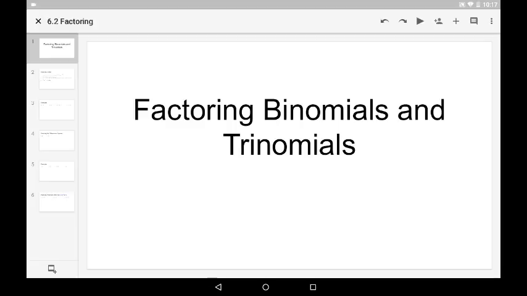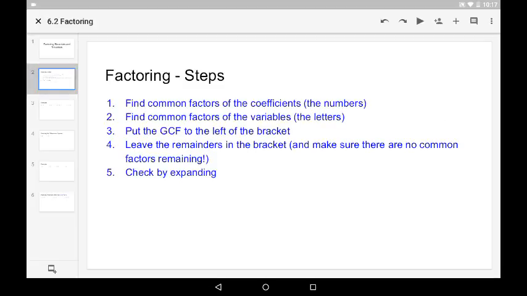So when we're talking about binomials and trinomials, the factors could be a number or it could be a number with a variable attached. So it could be a full term. So the steps for factoring a binomial or trinomial or any type of polynomial really: you have to find the common factors of the coefficients or the numbers. Also, you have to find the common factors of the variables, the letters.